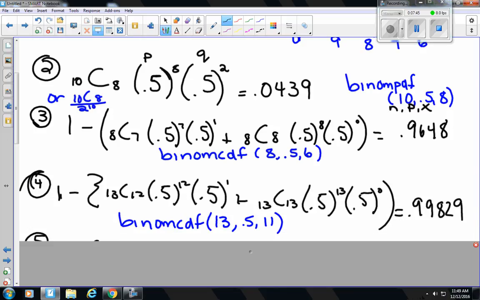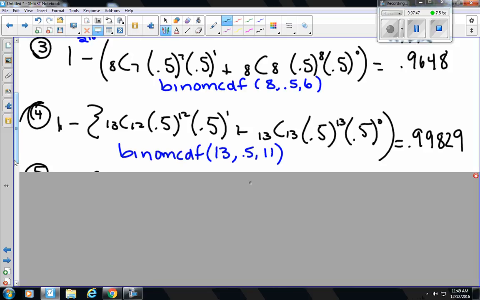2 different ways to do number 4 as well. What is the probability that the die will show an even number at most 11 times? If I do it by hand the long way, and I roll the die 13 times, it says at most 11, I've got to add 0 and 1 and 2 and 3 and 4 and so forth, all the way up to 11. Or I can do the complement of 12 and 13. Or I can go straight to CDF, binompdf.